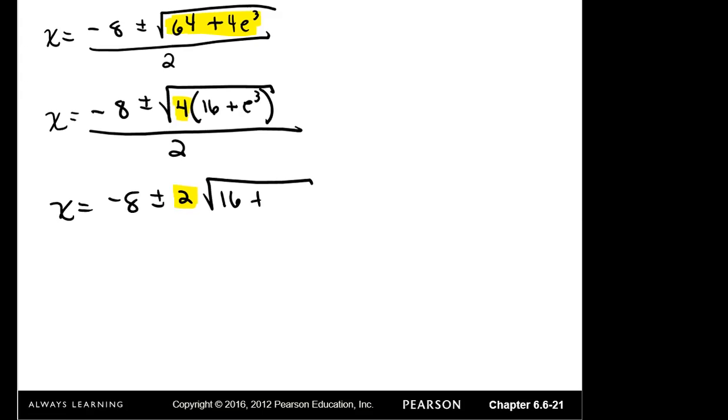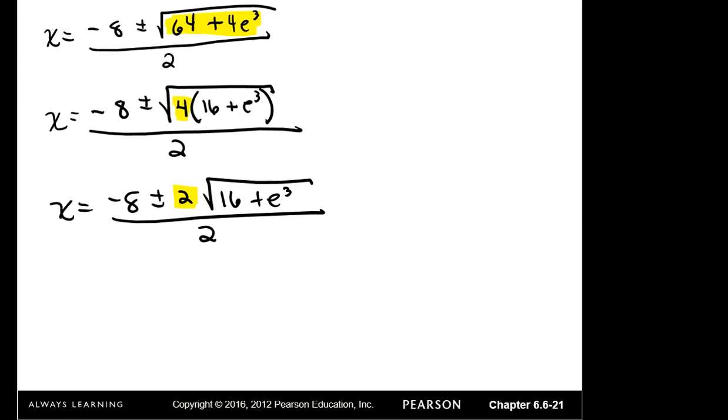Unfortunately, the 16 plus e cubed has to stay underneath the radical because, yes, I know 16 is a perfect square, but by order of operations, it's as if all that's in parentheses. So you'd have to cube your e, then add it to the 16, and the last thing you would do is take the square root. So don't try to take the square root of that 16. You violate order of operations when you do that.